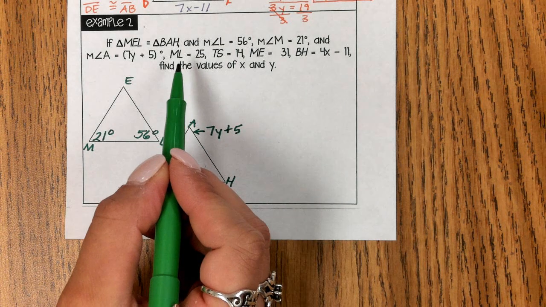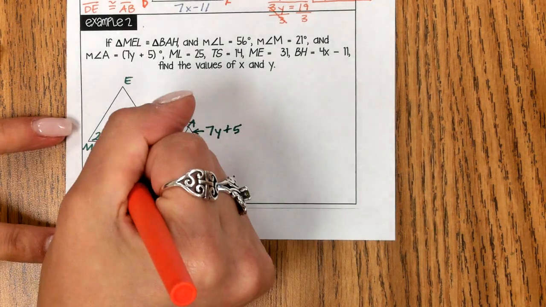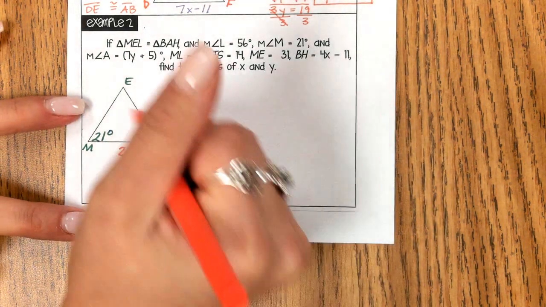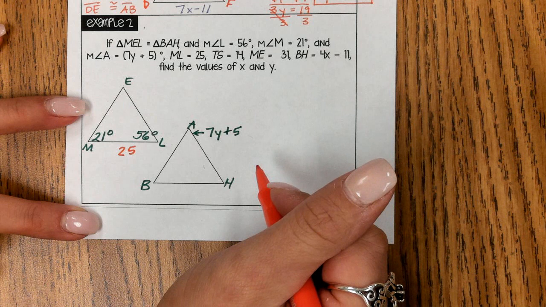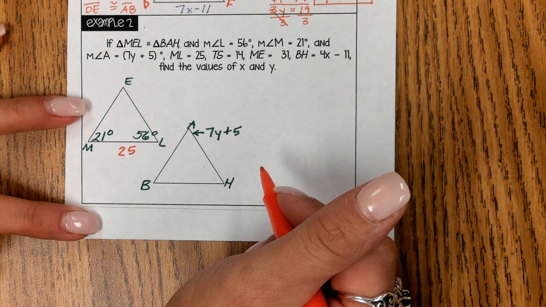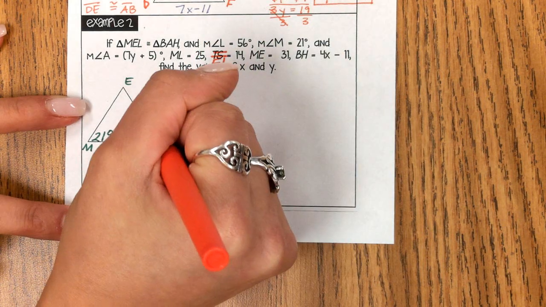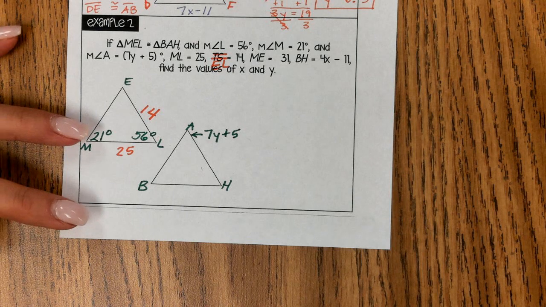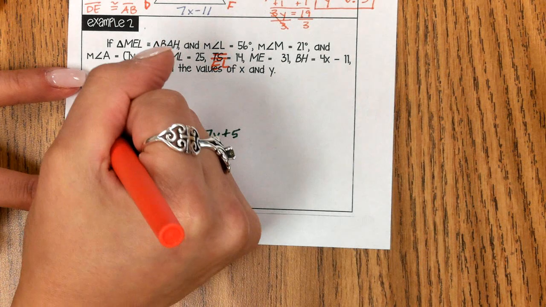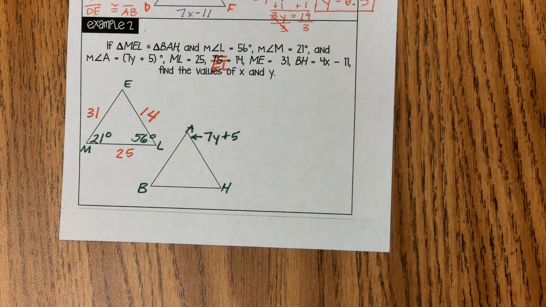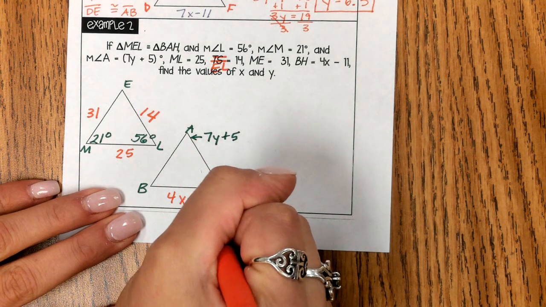Then it goes into line measurements. ML is 25, so I'm going to write that in a different color. Oh, I think that's supposed to be EL. EL is 14. Okay, and then ME is 31. BH is 4x minus 11.